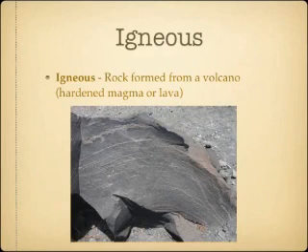So let's look at each one of these now individually. The first one is igneous. And again, igneous is just rock formed from a volcano, so it's essentially hardened magma or lava. If you look in the picture below, do you see the white streaks? That shows the way that the lava was moving when it hardened.